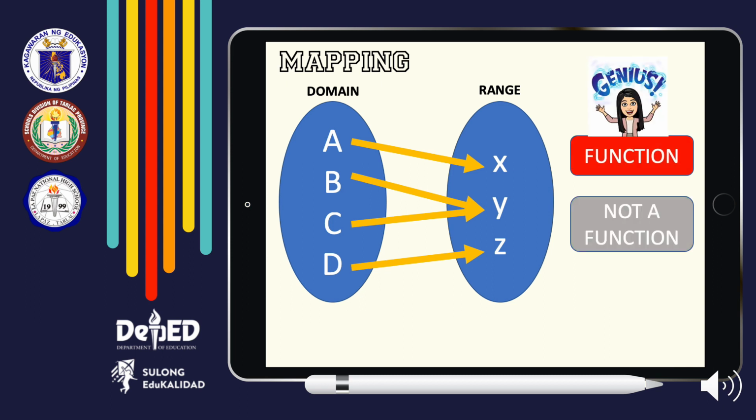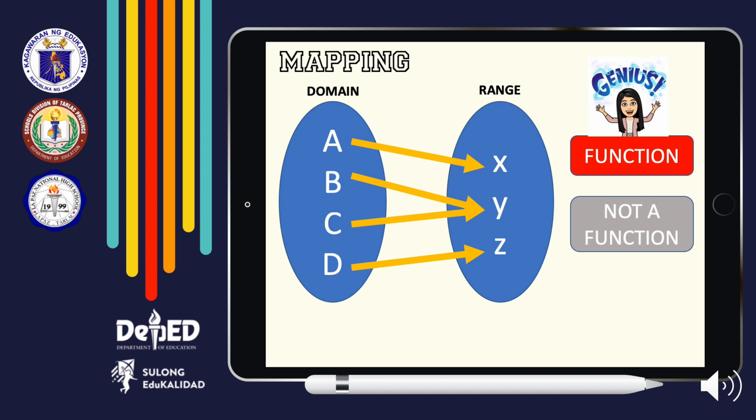Okay, so this is still a function. Why? As you can see, every element in our domain is being paired to only one value of y in our range. So A is being mapped to x, B and C are being paired to only one element, which is y, and D is being mapped or paired to Z. So every element of the domain is being mapped to only one y value in our range, meaning to say, for every input, there is only one output.